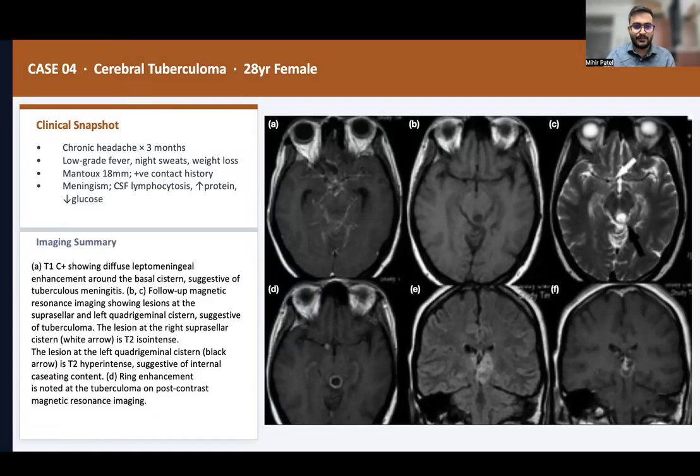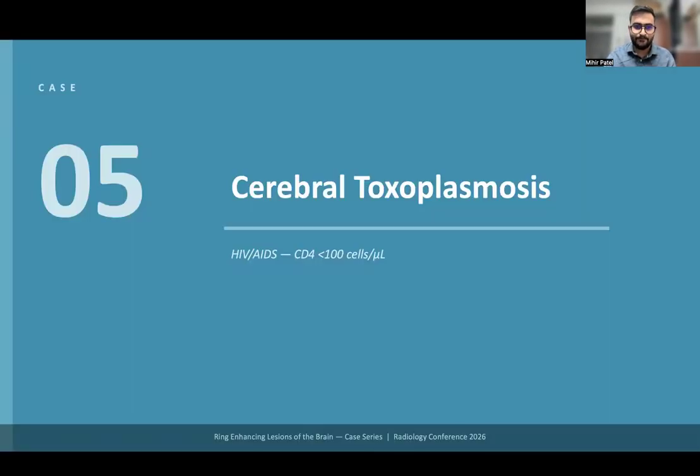T1 contrast showed diffuse leptomeningeal enhancement around the basal cistern, which was suggestive of tubercular meningitis. On follow-up scans, there were some lesions at the suprasellar and left quadrigeminal cistern, suggestive of tuberculoma. The lesion at the right suprasellar cistern is T2 isointense, and the lesion at the left quadrigeminal cistern is T2 hyperintense, which was suggestive of internal caseating content. Ring enhancement is noted at the tuberculoma on post-contrast MRI imaging.